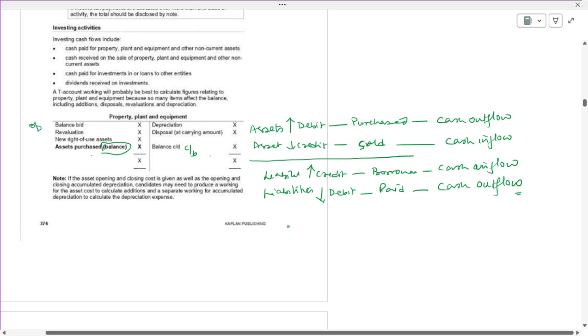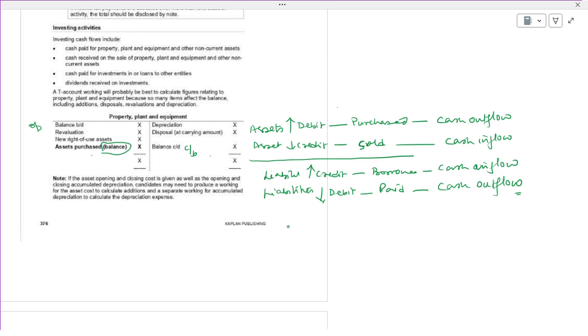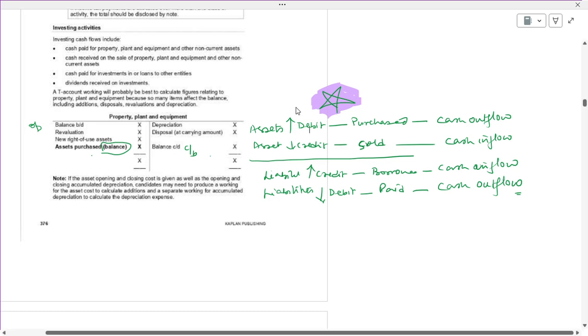Whenever you are doing this, see, I will put it in purple color. It will be easy for you to understand why we have done this. This is the simplest way of scoring the marks.